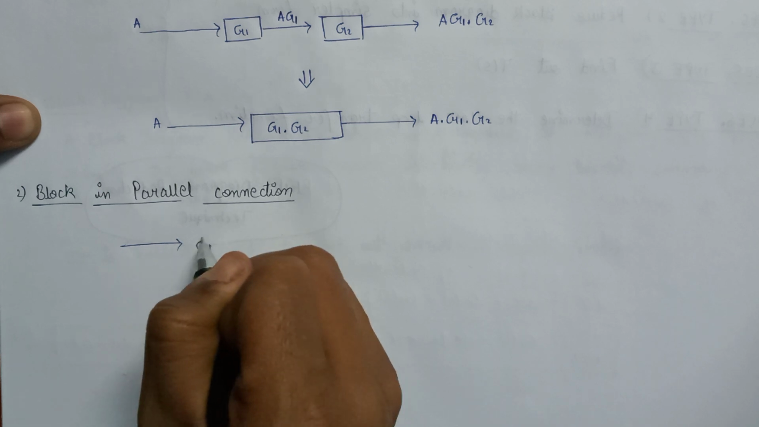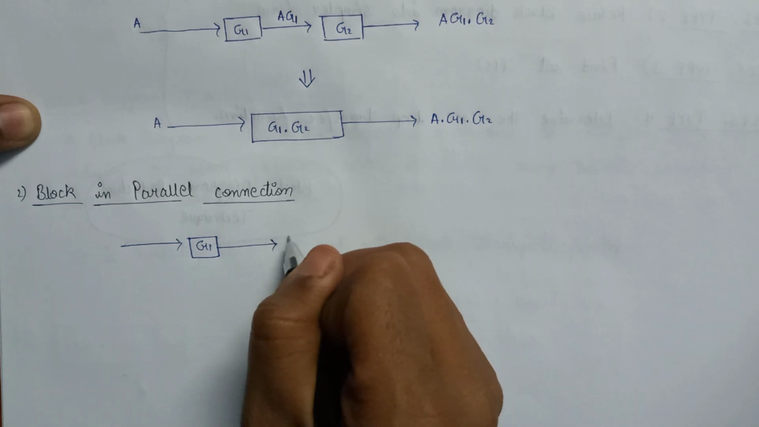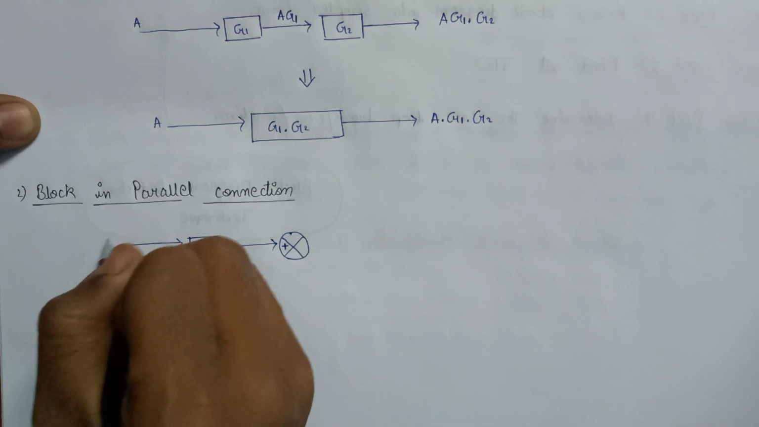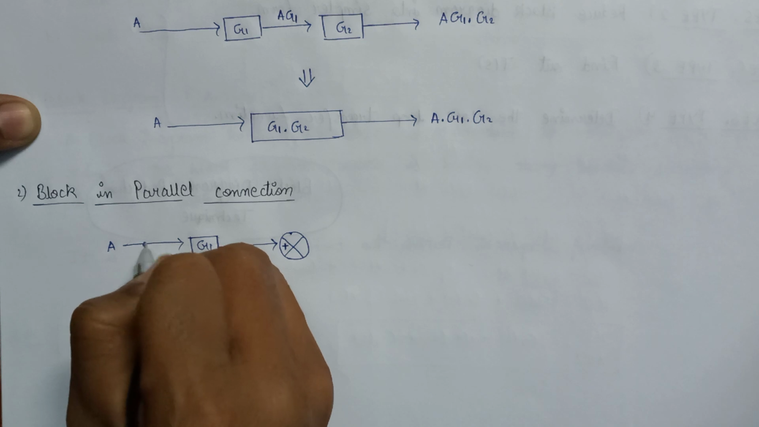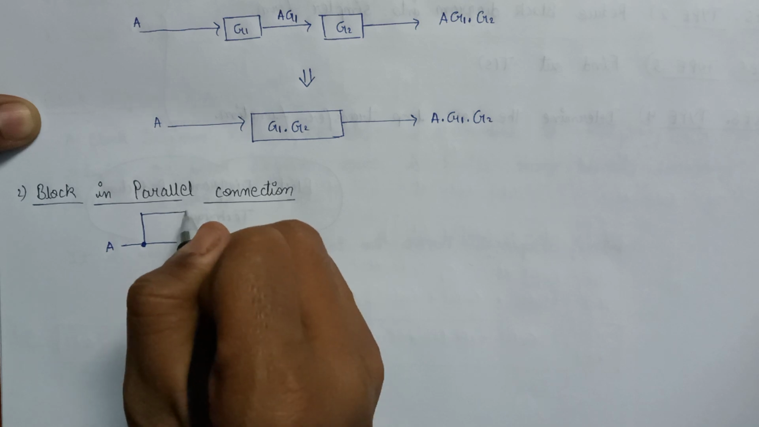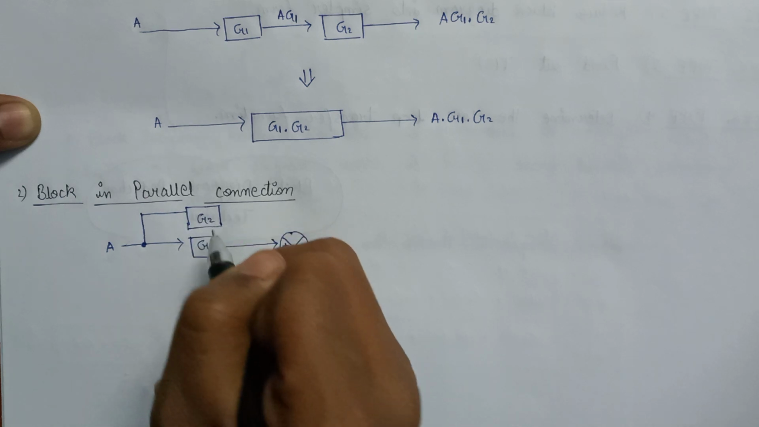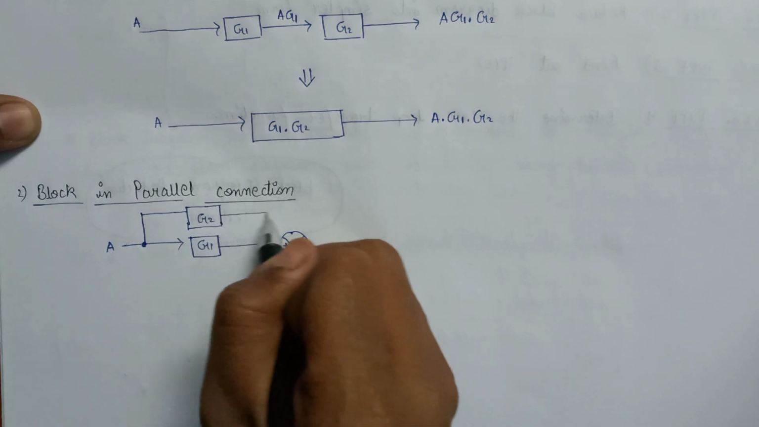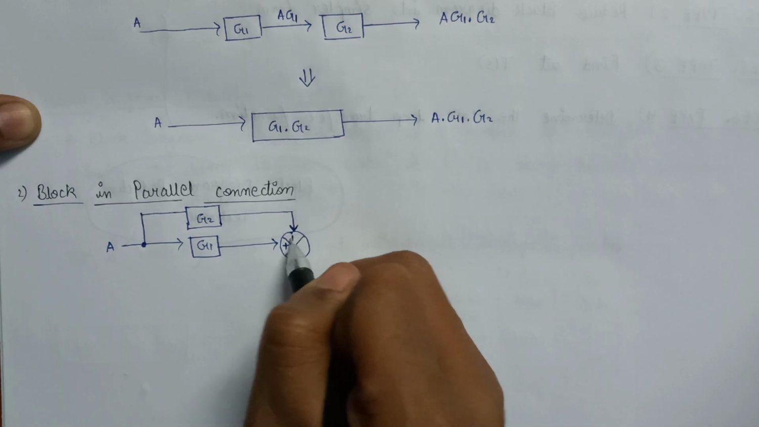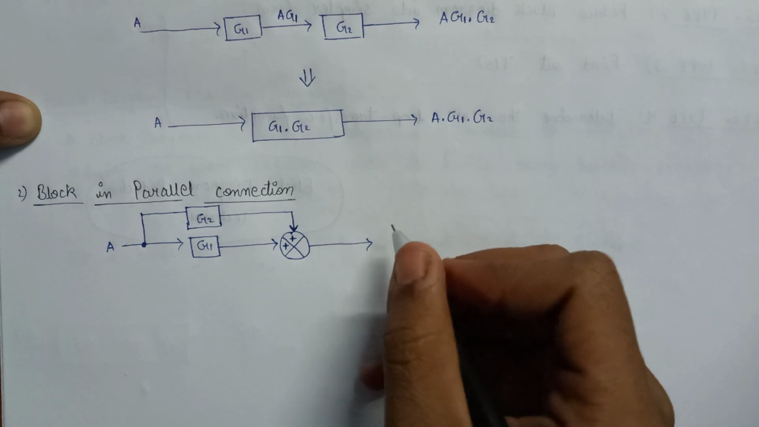So this is the gain G1, and the output of gain G1 will be applied to the summer with positive polarity. This is an input A. Here is a takeoff point from which another block having the gain G2 is applied, and the output of the G2 is also being put into this summing point with positive polarity, and here is the final output that we will get.